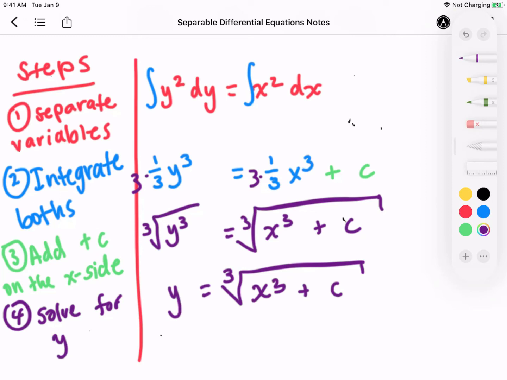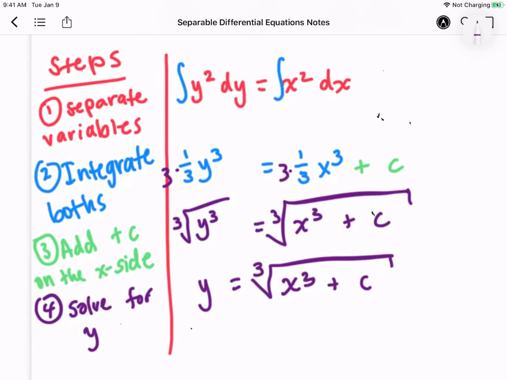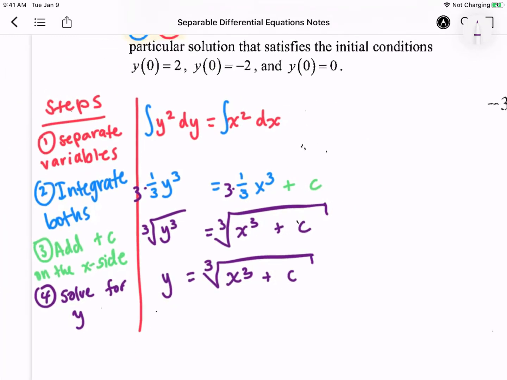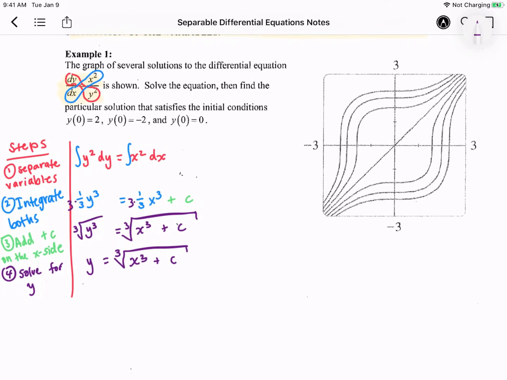So here are the steps that you will follow for solving a differential equation and an example of it on the right-hand side. In this problem, it also asks us to find these particular solutions, since we know that this is just my general solution. So here's my general solution. It has the plus c. And then we can find these particular solutions. So let's go ahead and just do these two. We can skip this last one.